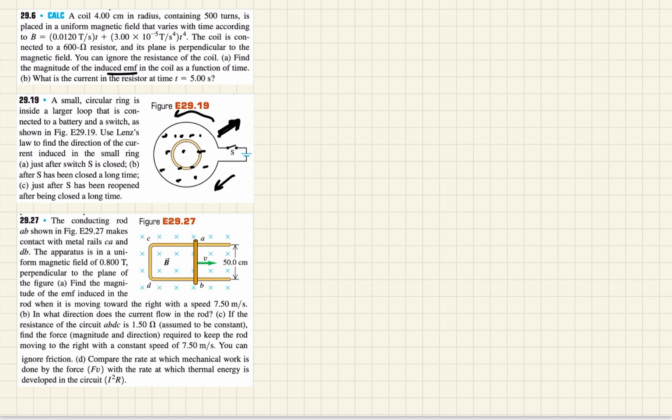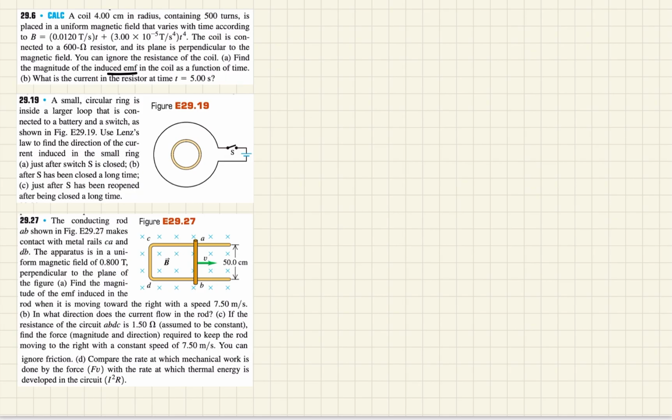And so again, using right hand rule, thumb points outwards, and so your fingers have to curl this way, which is counterclockwise, and so the current in the smaller loop is going to be going counterclockwise. Okay, 2 problems done.